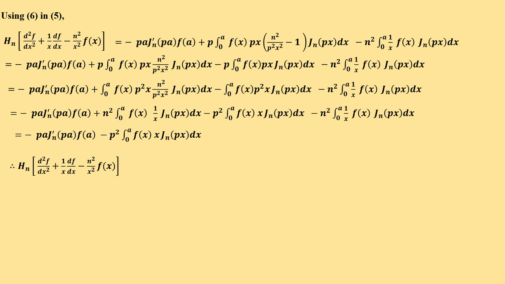Therefore, Hn of d square f by dx square plus 1 by x df by dx minus n square by x square f of x is equal to minus pa Jn dash of pa f of a minus p square Hn of f of x. Because integral 0 to a f of x x into Jn of px dx is nothing but the Hankel transformation of f of x, because you have Jn, that is why Hn of f of x.